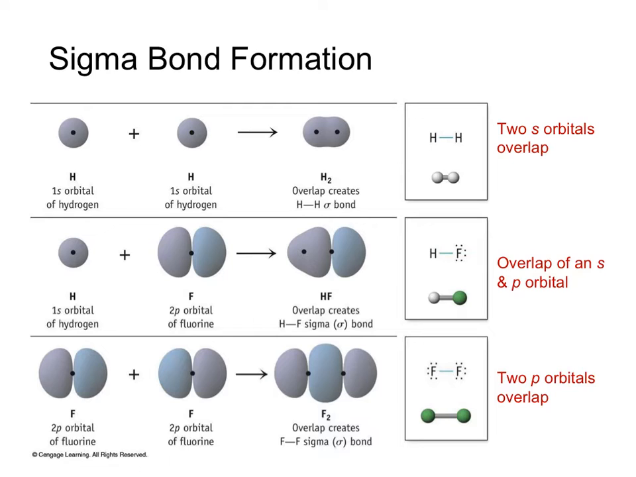Looking at some examples of different ways that sigma bonds can form, we see in our first example just an H2 molecule. That sigma bond is going to form when the two different s orbitals are able to overlap. Here we have an HF bond in which the s orbital from hydrogen will now overlap with our p orbital from fluorine in order to create our sigma bond. In F2, our two p orbitals from each of the fluorines overlap in order to create our sigma bond between the two of them.